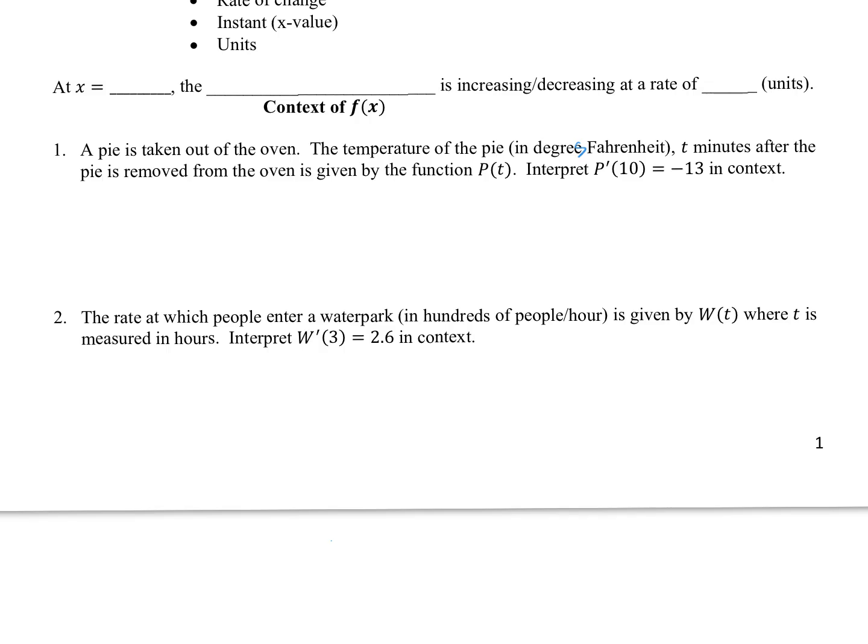So it decreases per minute, so it'd be a negative slope. Yes, very sciencey. Here's what AP is going to want. They're going to say at 10 minutes after the pie, because we want to give our nice context, right? after the pie is taken out of the oven.